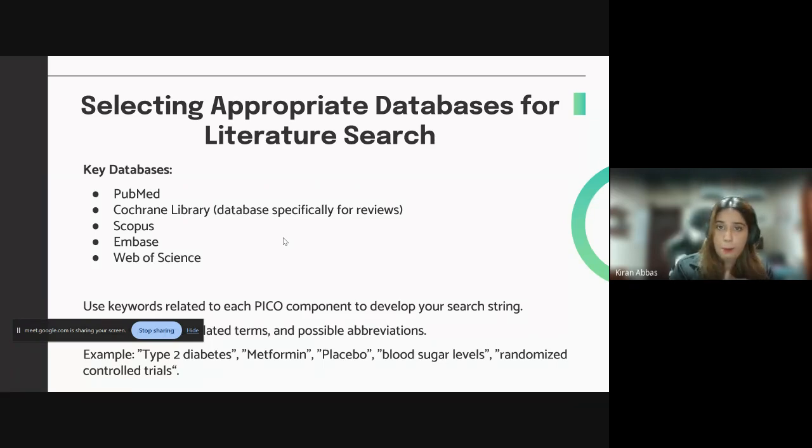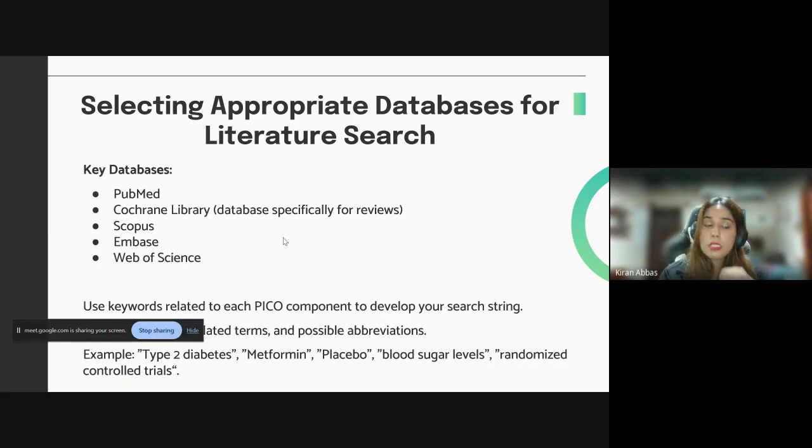So we have PubMed, we have Cochrane library, then we have Scopus. Now Scopus might be difficult for everyone to get access to. So it's always important to have a multi-institutional collaborative team, so that at least one member of the team has access to Scopus, right? Now, Scopus, Embase, Web of Science, they're all good sources of databases which you can use.